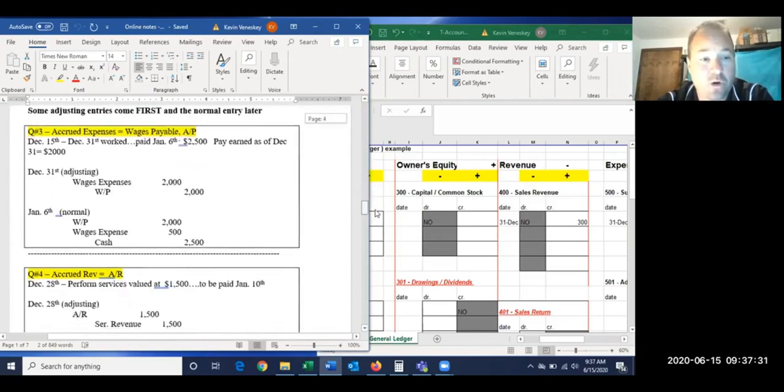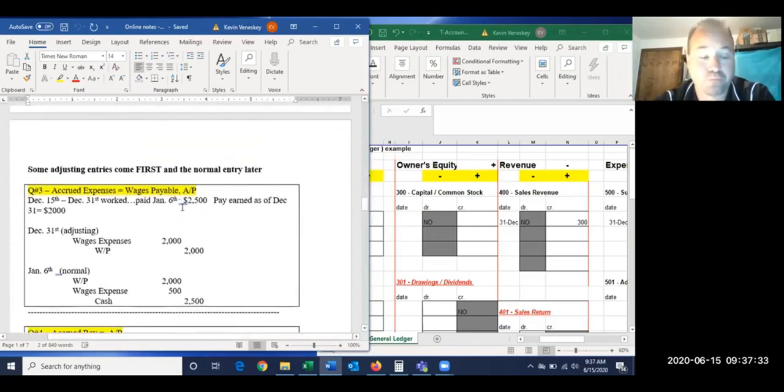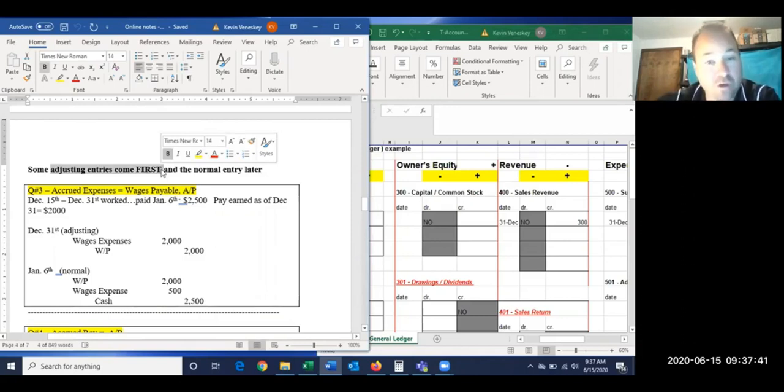So when we come down here to our quadrant 3, this is where when we have an adjusting entry, most of the time adjusting entries come second. Work is done later, and we're going to do like depreciation at the end of the month or the end of the year. Well, this one's just the opposite. The adjusting entry comes first. We got to show that work was done right now.